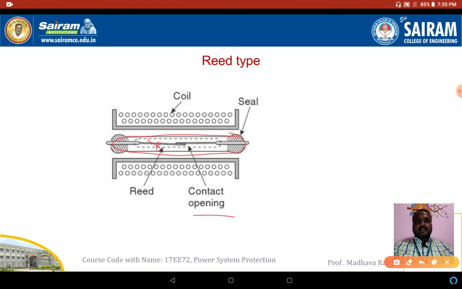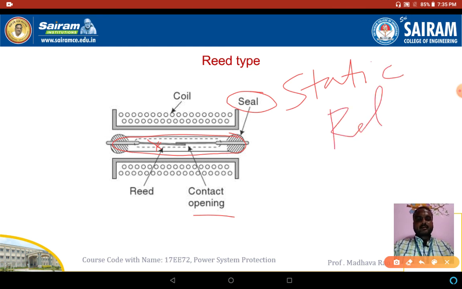Next, as far as construction is concerned, the contacts are sealed. And from a service point of view, these relays are static relays.